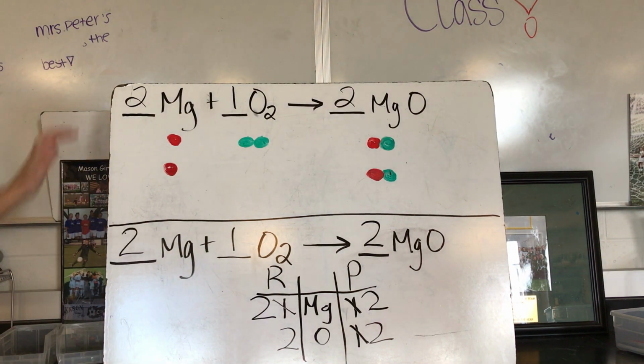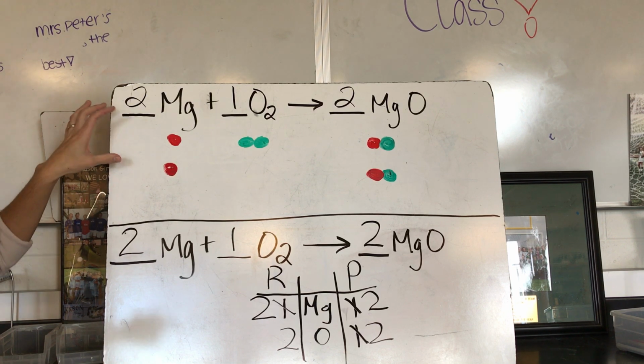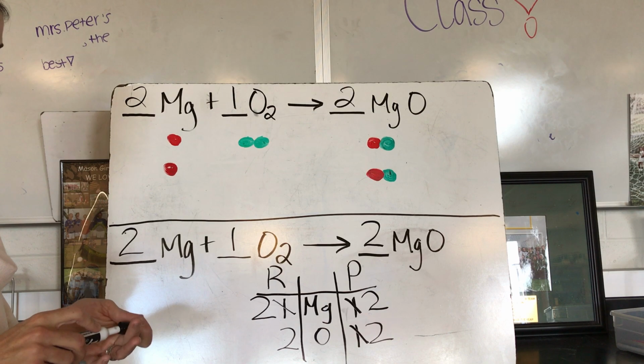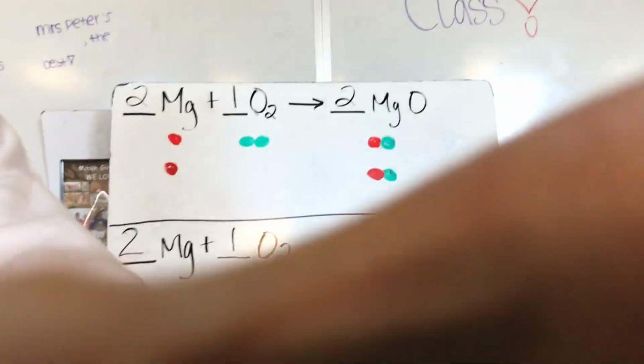So what you can see is I have the same balanced equation. I just did it either a visual way or a math way. Okay, so a more mathematical approach. So that is your first example.